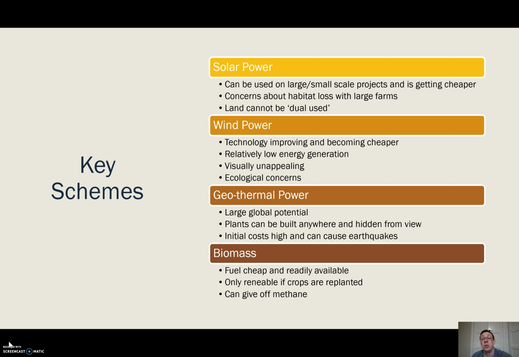Geothermal power. Now, everywhere on the earth can practice geothermal power. Yes, some areas, Iceland, we're looking at you, have an easier job of implementing geothermal power, but the engineering, the technology exists to put this in anywhere, and the technology exists to hide these plants from view, so you don't have those issues with visual appeal and stuff like that.